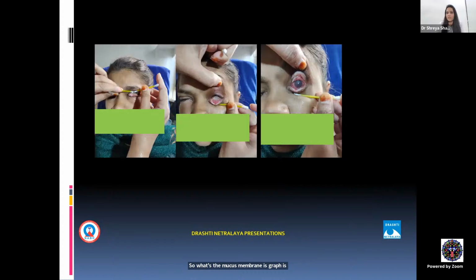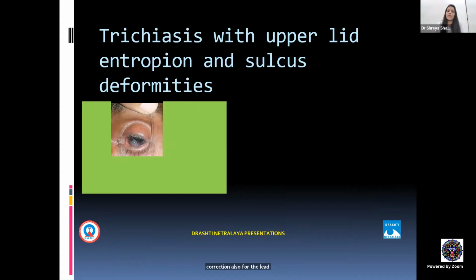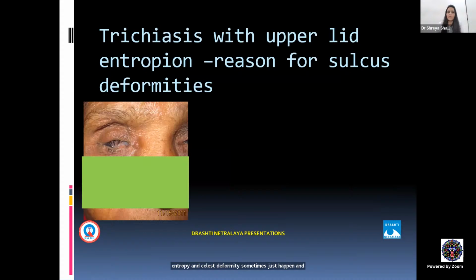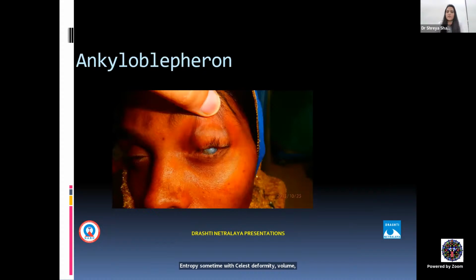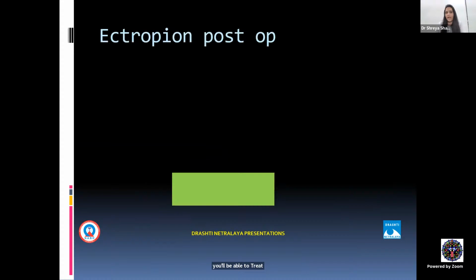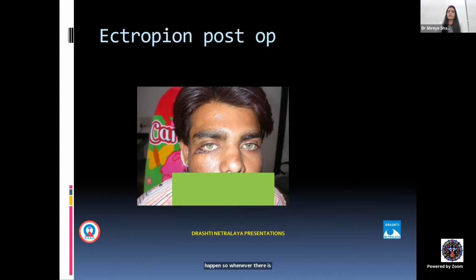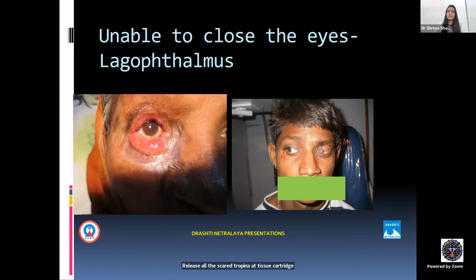for the lid. Trichiasis of upper eyelid, entropion and sulcus deformity sometimes just happen, and lengthen the posterior lamella with canthotomy. And trichiasis with upper lid entropion, sometimes with sulcus deformity, volume augmentation can work. There can sometimes be ankyloblepharon. Ankyloblepharon, just release the band and you'll be able to treat. Cicatricial ectropion can happen. So whenever there is ectropion, you need to release all the scarred tissue. Cicatrix, you need to remove completely and then may have to support with skin grafting.